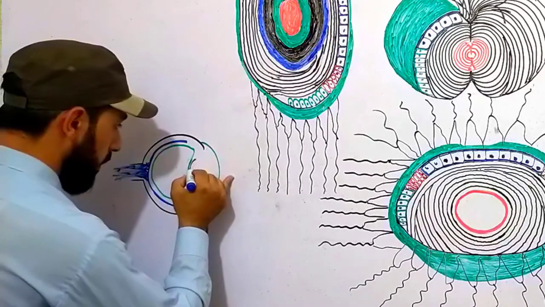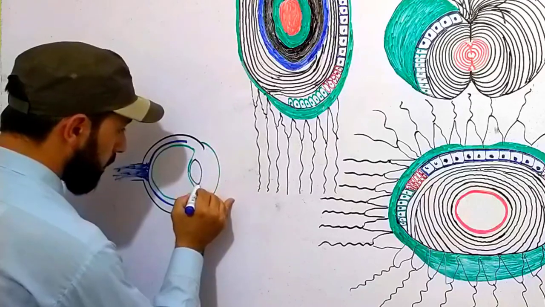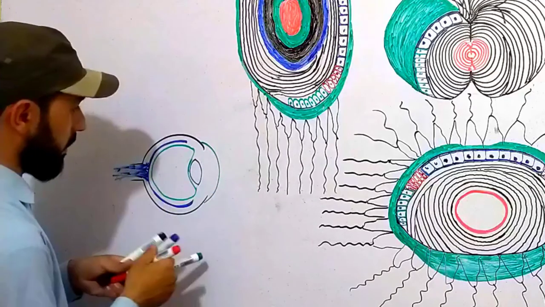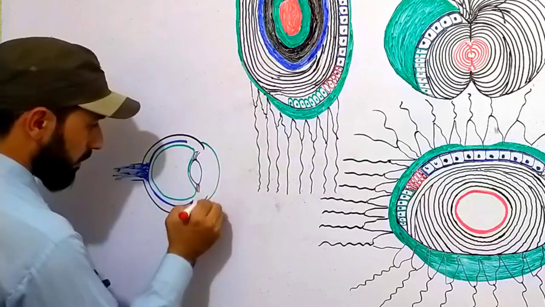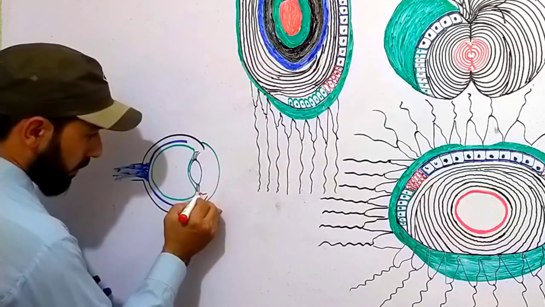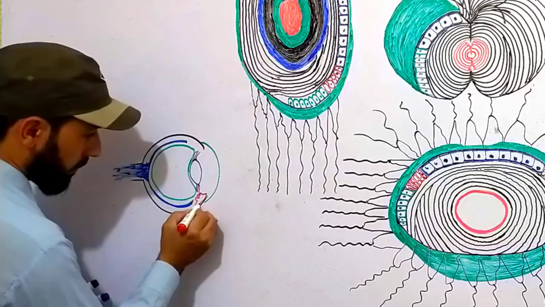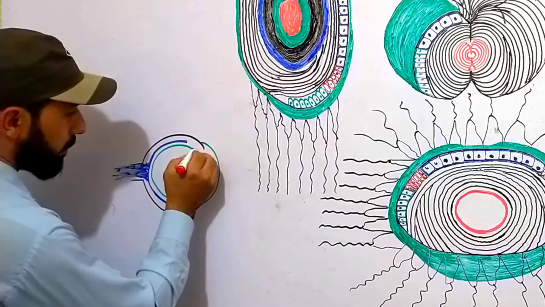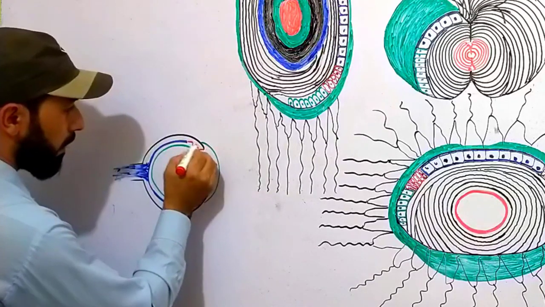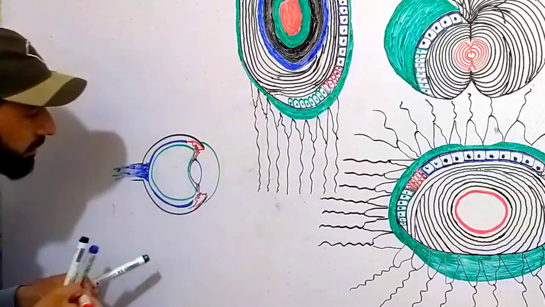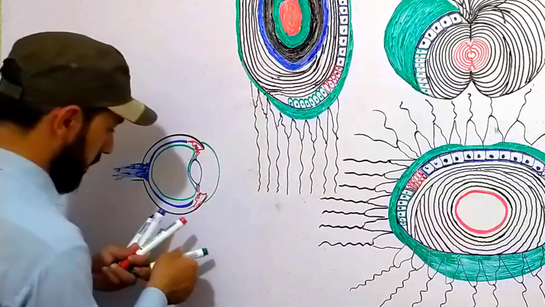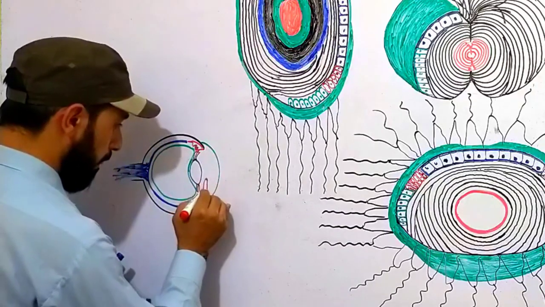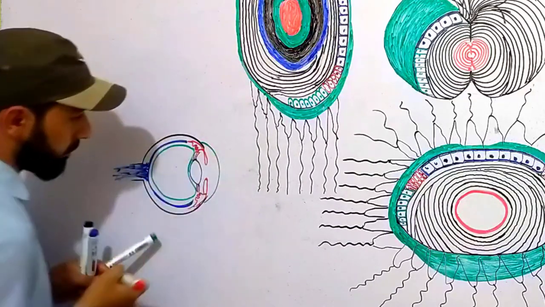So here we have our lens, right friends? And this lens is held by these suspensory ligaments with your ciliary processes of the ciliary body. So here is your ciliary body and the lens is suspended there. We will discuss these zones also, don't worry. Then here is your iris on both sides, right?